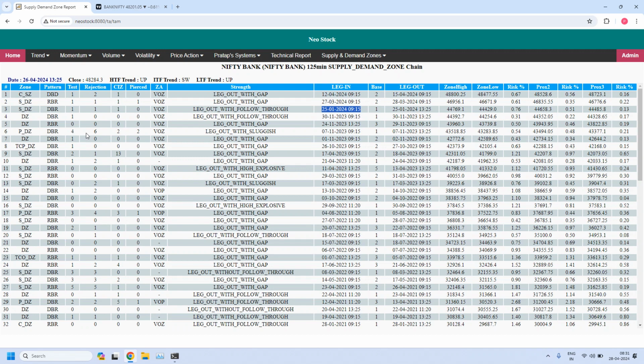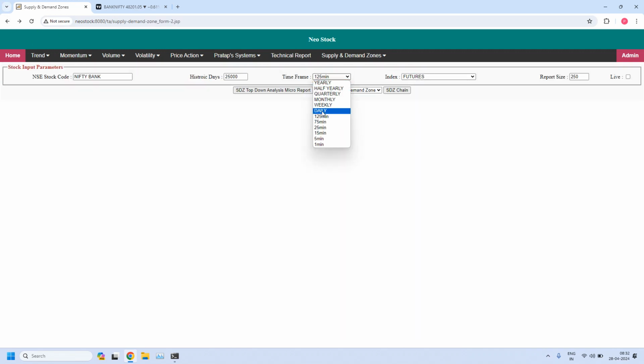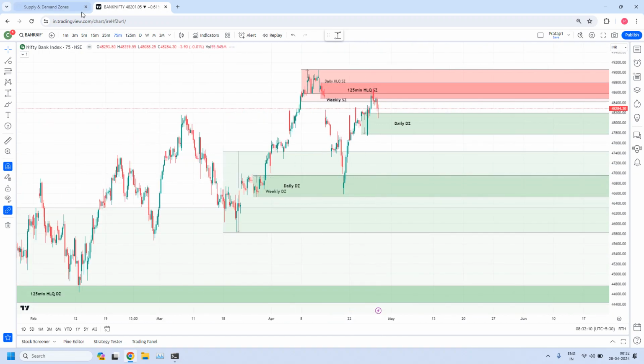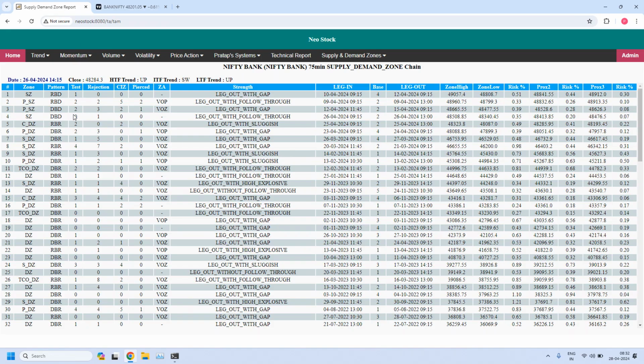Okay, now let's go back and generate 75 minute zones. Here also I am changing the time frame to 75. Okay, it is ready. At present in 75 minutes we have only two zones and both are pierced zones. But the zone that is not pierced is recently created, 10.4, 9.15, 4 base candles.